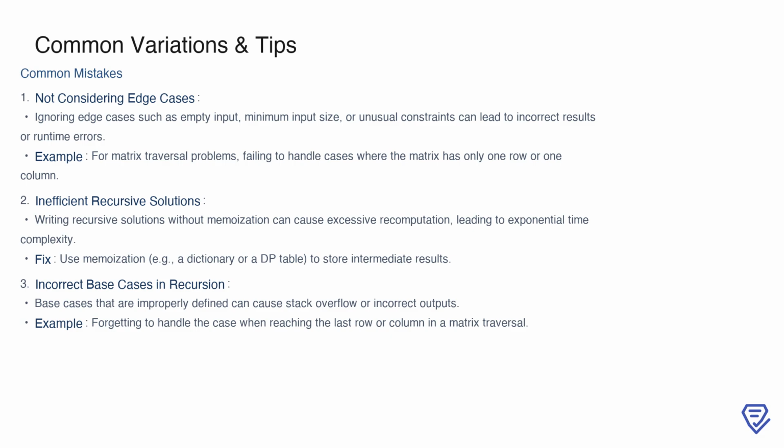Another frequent issue is using inefficient recursive solutions. Without memoization, recursion can lead to excessive recomputation, resulting in exponential time complexity. A good fix is to leverage memoization techniques, such as using a dictionary or a dynamic programming table, to store intermediate results. Finally, incorrect base cases in recursion can cause major problems, such as stack overflow or faulty outputs. For instance, in matrix traversal problems, failing to handle the last row or column appropriately can break your solution. Always ensure your base cases are clearly defined and account for all possible scenarios.